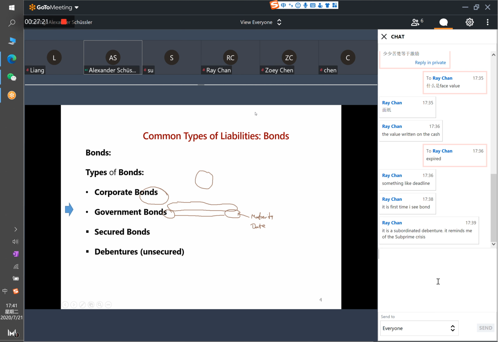So we have several types of bonds. Let's go through them. We have corporate bonds. What is a corporate bond? What does corporate bond mean? Any idea?